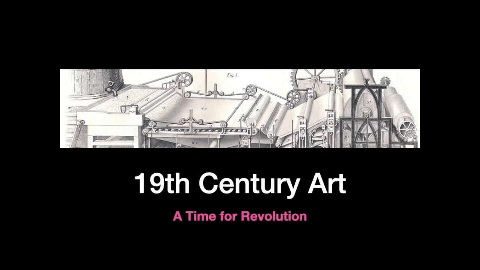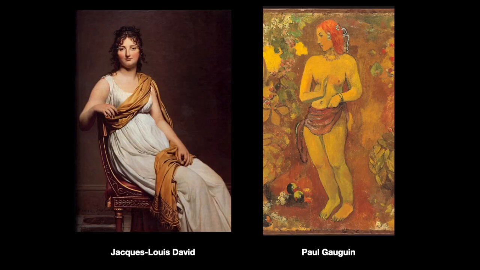In this first lecture, I want to give a brief introduction into the 19th century by looking at some of the major things that were happening at this time. To begin with, let's look at the extraordinary change in the style of art at the beginning of the 19th century in this painting by Jacques-Louis David, and at the end of the 19th century, this painting by Paul Gauguin.